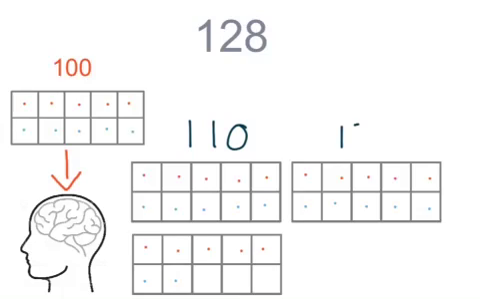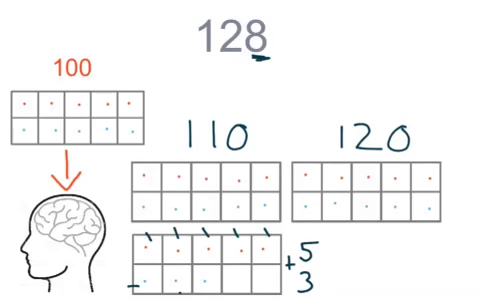110, 120, stop. 121, 122, 123, 124, 125, 126, 127. How many dots do I need to add today? You're right, just one. Now we have 128. You can see that there are 5 red dots on the top and 3 blue dots on the bottom. 5 plus 3 equals 8.